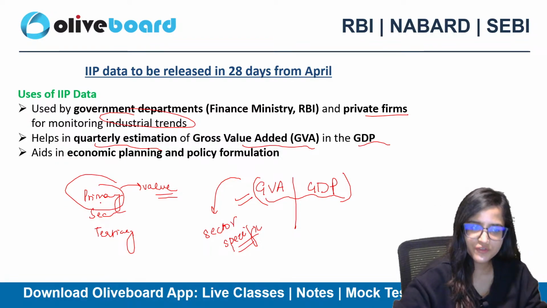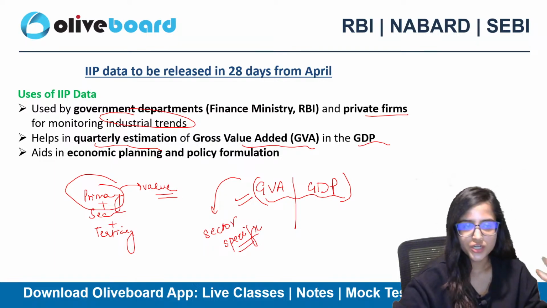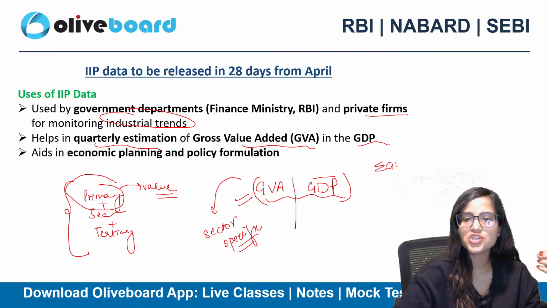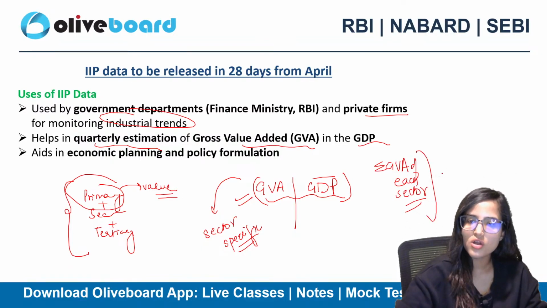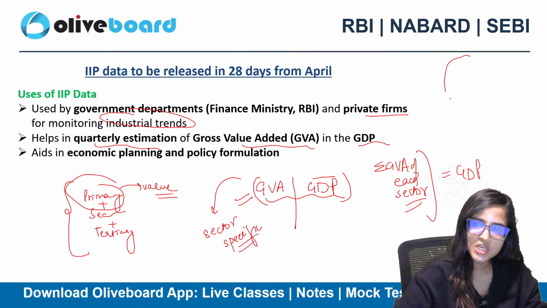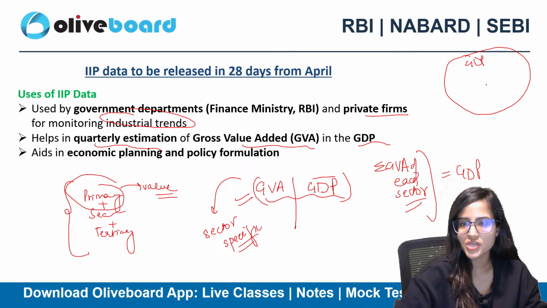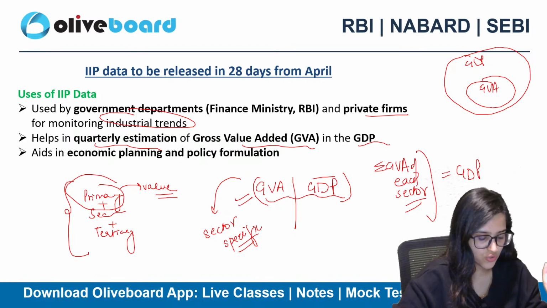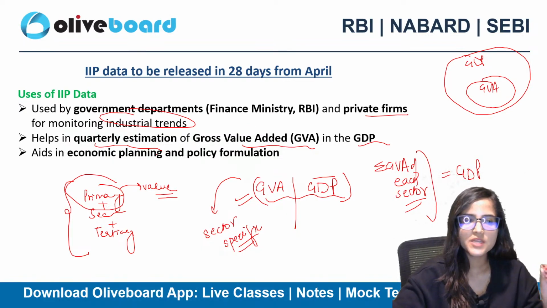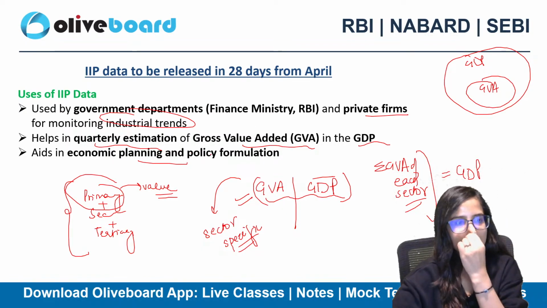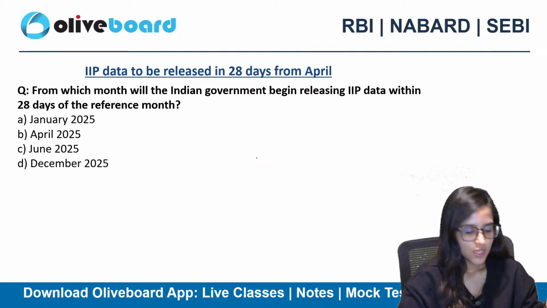When we add GVA of primary sector, GVA of secondary sector, GVA of tertiary sector, then we get GDP. So summation of GVA of each sector. Adding all, we get GDP. So can we say that GDP is a broader measure and a part of it is GVA? Fine. So don't forget this difference. GVA is sector specific and from a production end. Exactly. This IIP helps in economic planning, policy formulation as well. Okay, so I hope you've understood this.